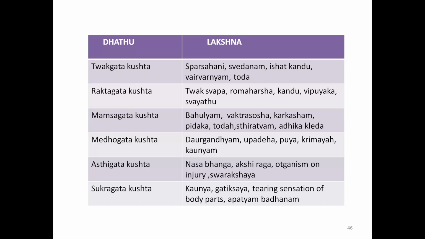Raktagata Kushta: Tvak Svapa will be there, Romaharsha, Kandu, Atibhuyishtha, Shopha are the features. Mamsagata Kushta: Bahulya, Vaktrashosha, Karkasha, Pidaka, Toda, Chiritva, Adhika Klayada. These are the features of Mamsagata Kushta. Like that, the Dhatugata Kushta also should be considered.